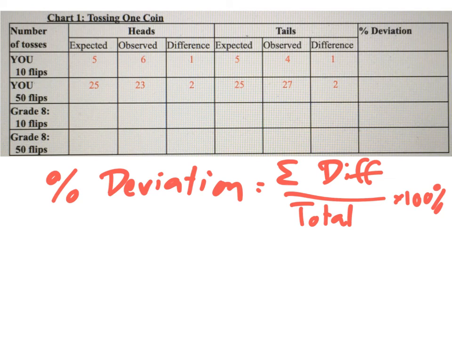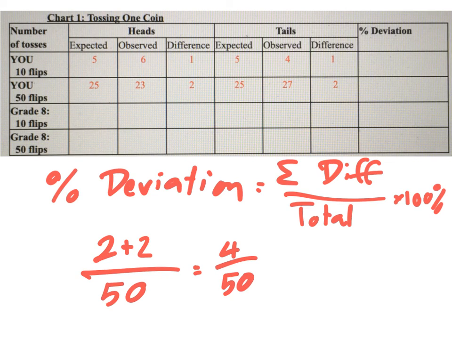Likewise, if I'm looking at my 50 flips, if I have 23 heads and 27 tails, I have a difference of 2 and 2. I take 2 plus 2 divided by the total, which was 50. So now I have 4 divided by 50, and that comes out to be 0.08, which equates to 8%.